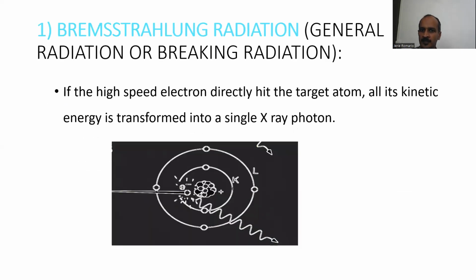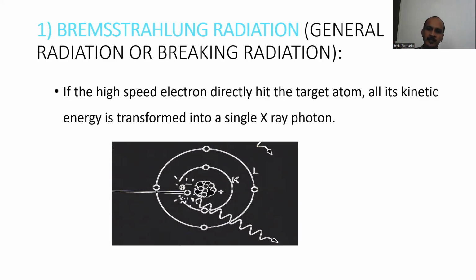In Bremsstrahlung radiation, the term is actually German, and the meaning is breaking radiation. It is also known as general radiation. Breaking in the sense that a high speed is broken down to a slower speed. So when the high speed comes to a slower speed, the energy of speed, that is the kinetic energy, is converted into some other form of energy.